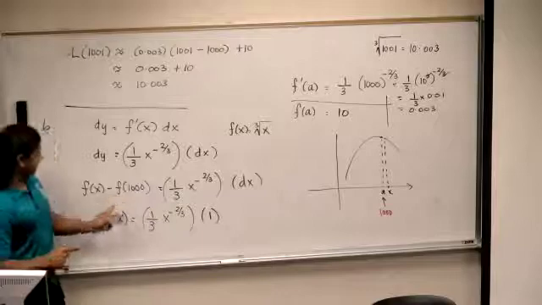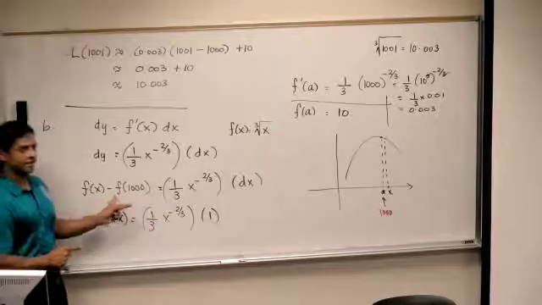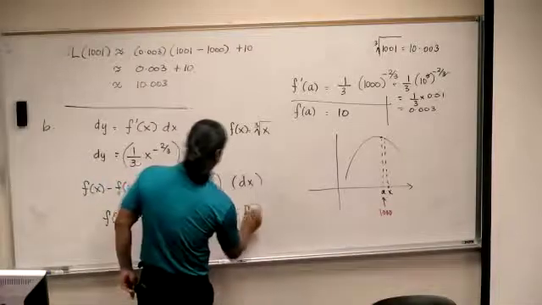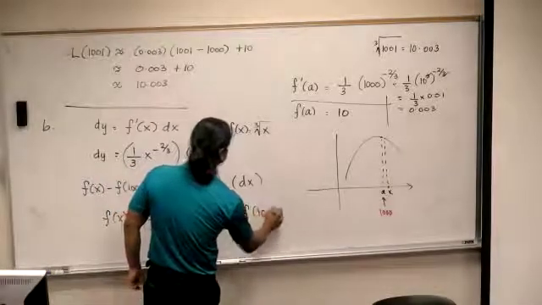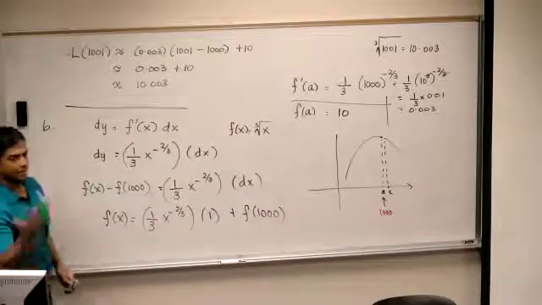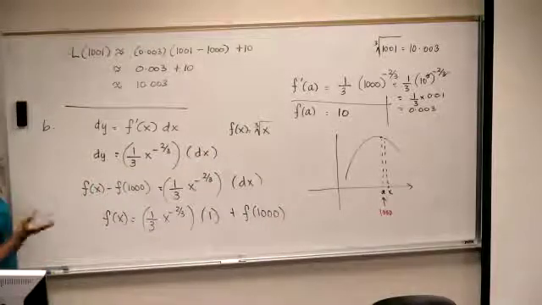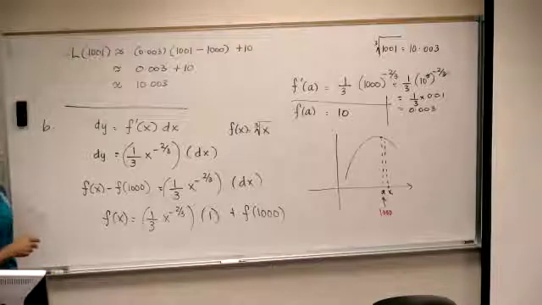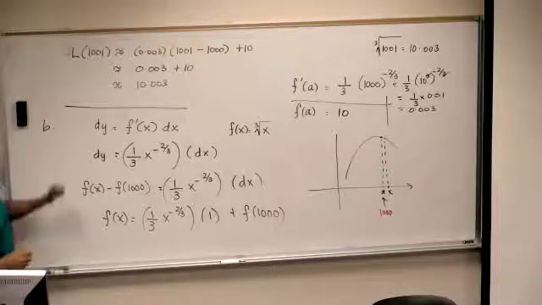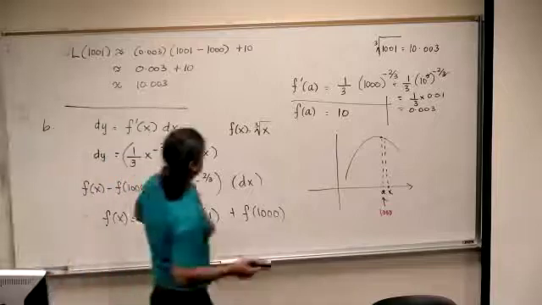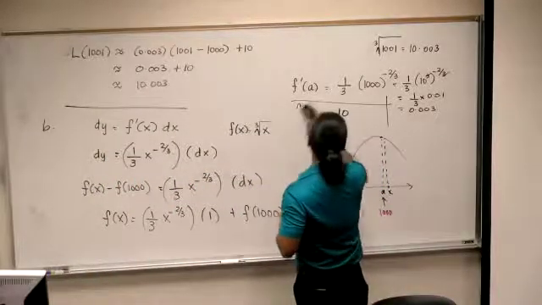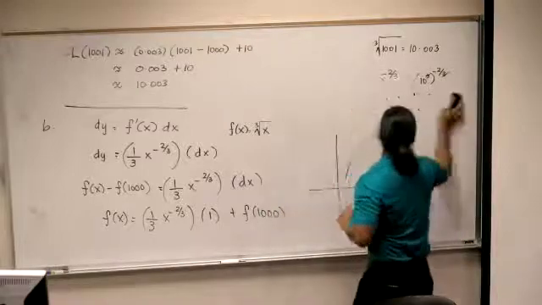If I move this negative f of 1,000 to the other side, I would simply get f of 1,000. Correct? We know what f of 1,000 is. Correct? f of x is going to be equal to f prime of x.